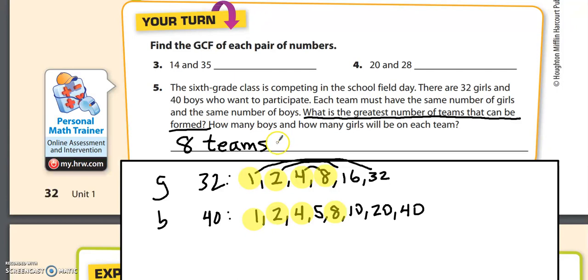8 teams can be made, but how many girls would be on each team? Well, there was 32 girls. Divided onto 8 teams would be 4 girls. And we have to do the same thing for the boys. We had 40 boys divided by 8 teams. That's going to be 5 boys. And we should probably write a short phrase. So the answer would be 8 teams, 4 girls, and 5 boys on each team. That is the correct and a fairly well-written answer.